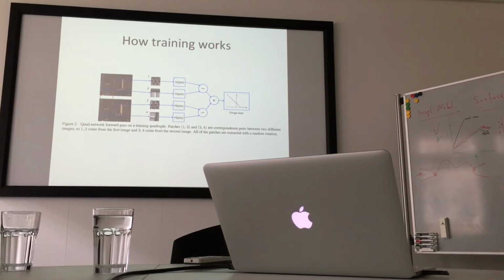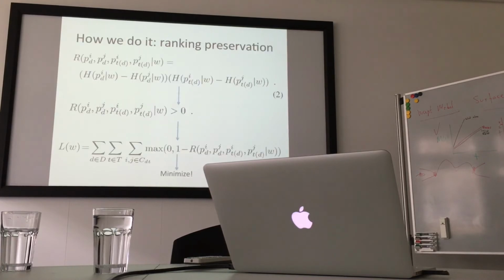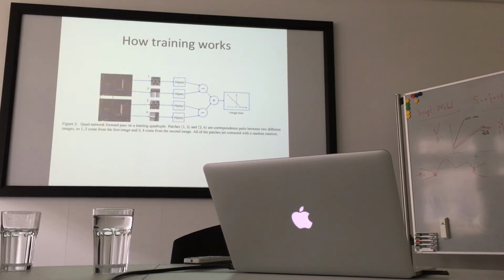Please notice that this H function shares W parameters between all the branches, so it's exactly the same H function. Then you subtract, as I was explaining before, multiply, take hinge loss, and you can calculate this loss function, which I mentioned before, for just this quadruple of patches. That's why we call it quad networks. That's the name of the method, because it works on quadruples of patches or some other objects.